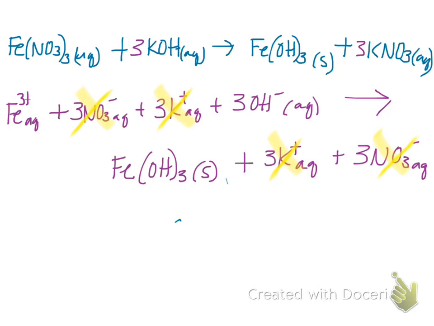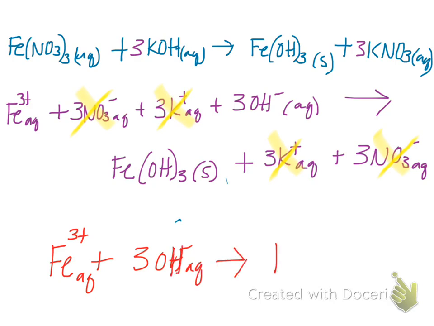So that means our final net ionic equation is going to be Fe 3+ plus 3 OH minus. That's very messy. Sorry, that's an OH minus. And it's going to make Fe(OH)3. So that's what's actually happening in that reaction.